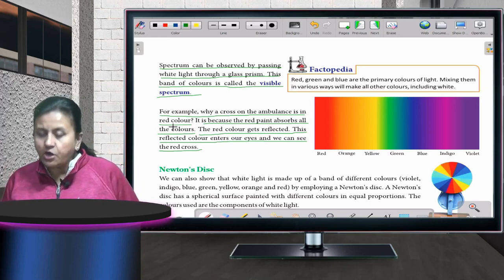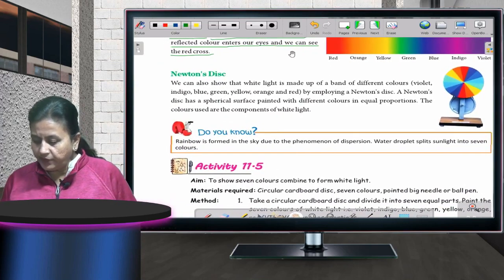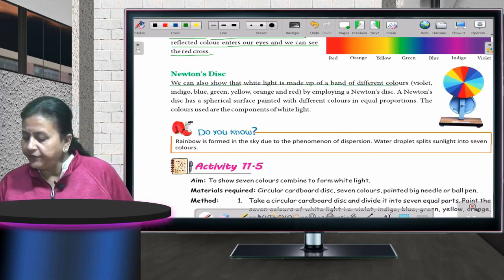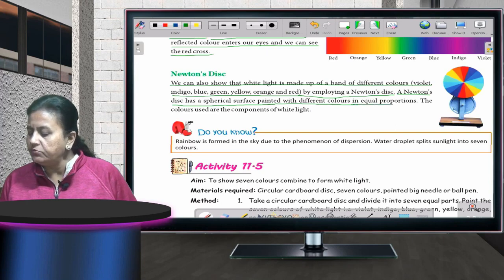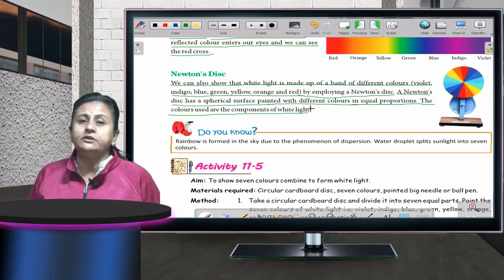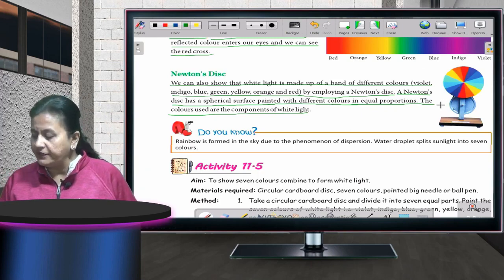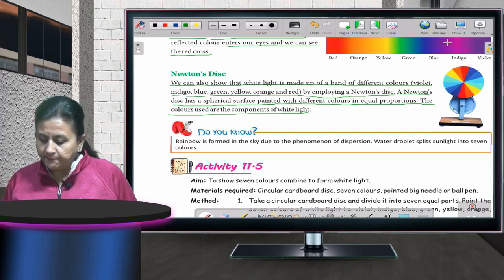Fine, children. Now Newton's disk. Can you all see on your screen now? We can also show that white light is made up of a band of different colors, that is violet, indigo, blue, green, yellow, orange and red, by employing a Newton disk. A Newton disk has a circular surface painted with different colors in equal proportions. The colors used are the components of white light. What is Newton's disk? You can see on your screens also. This is in circle shape, and all the shades of red, yellow, the colors which a spectrum has, are painted in it.